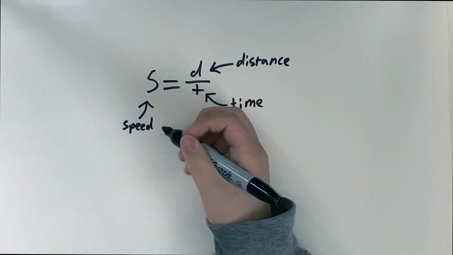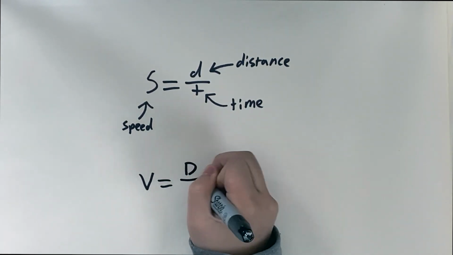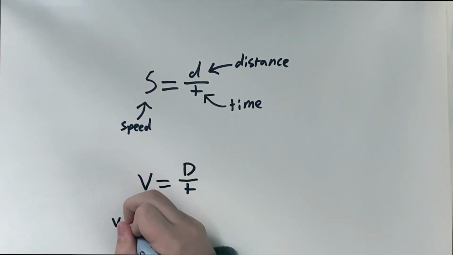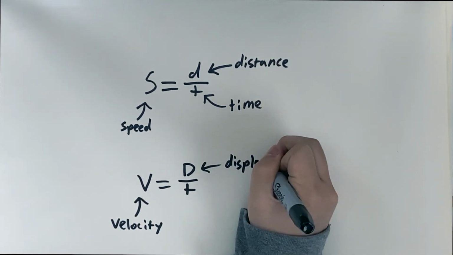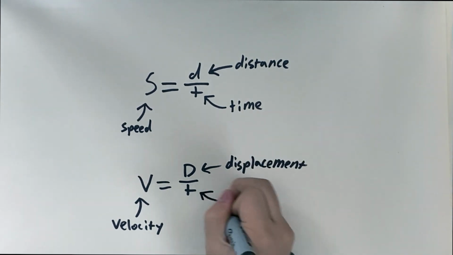The equation for velocity is very similar. It's v equals capital D over t. So this v is velocity. This D is displacement. And this is still time.